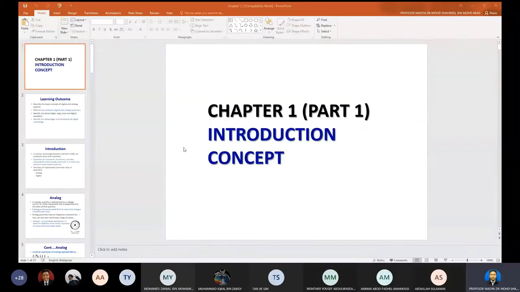Alright, can you see the slide for chapter 1? Yes, Doctor. Okay, I will try full view because I want to draw or write something on the slide. If this slide is not moving, mention it to me, okay?